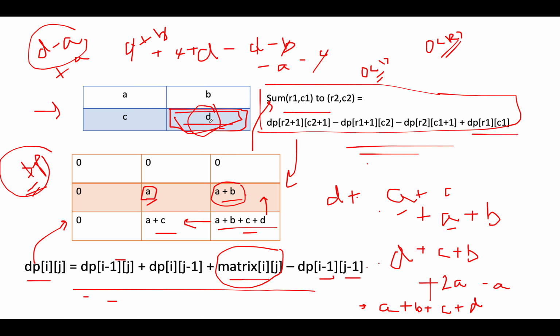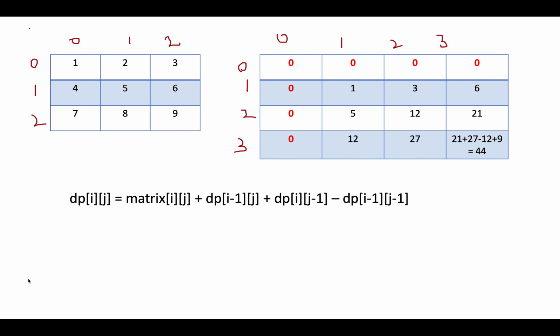So let's take one example so that we get a good hold of this concept. I have taken a slightly different example, a 3x3 matrix where the numbers are 1, 2, 3, 4, 5, 6, 7, 8, 9. And as per the logic discussed, we'll create a dp or prefix sum matrix of one row higher and one column higher than the length and breadth of the input matrix. So we have a 4x4 matrix, and we created the first row as all zeros and the first column as all zeros.